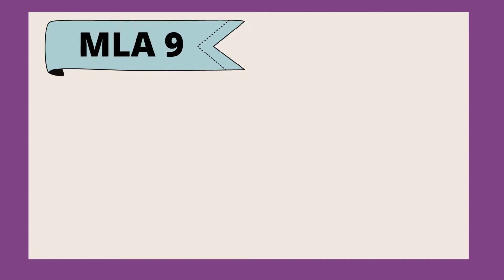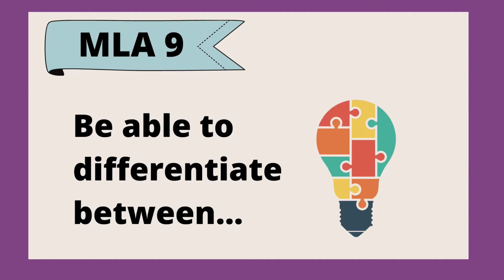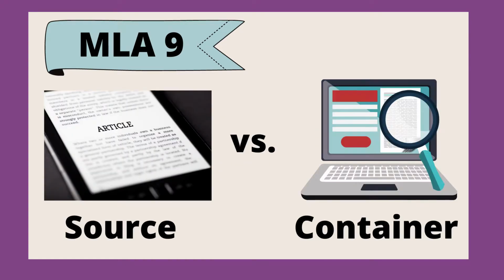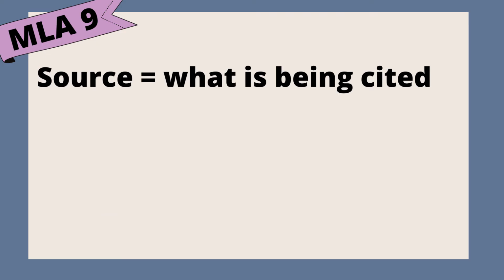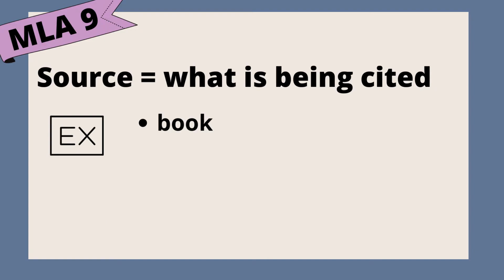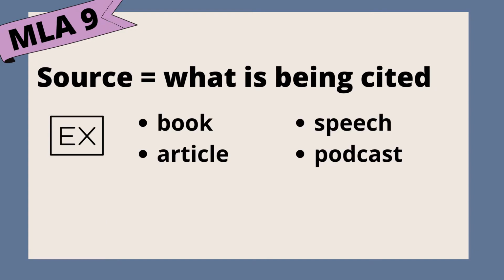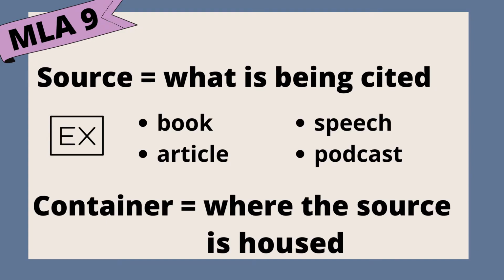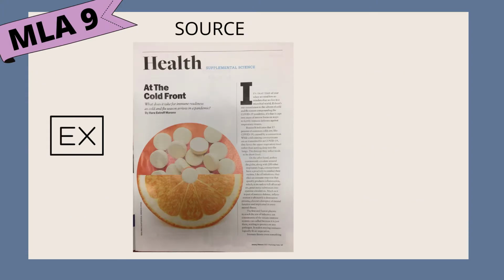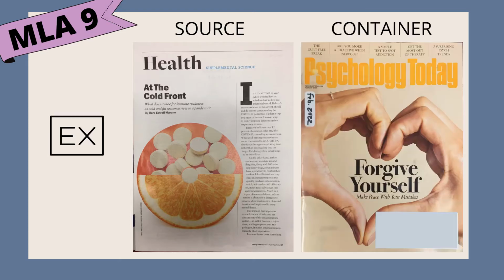To understand MLA 9, you need to understand the difference between a source and a container. A source is what you are citing. For example, a source could be a book, an article, a speech, or a podcast. The container is where your source is housed. For example, if your source is an article that you found in Psychology Today, the container is Psychology Today.